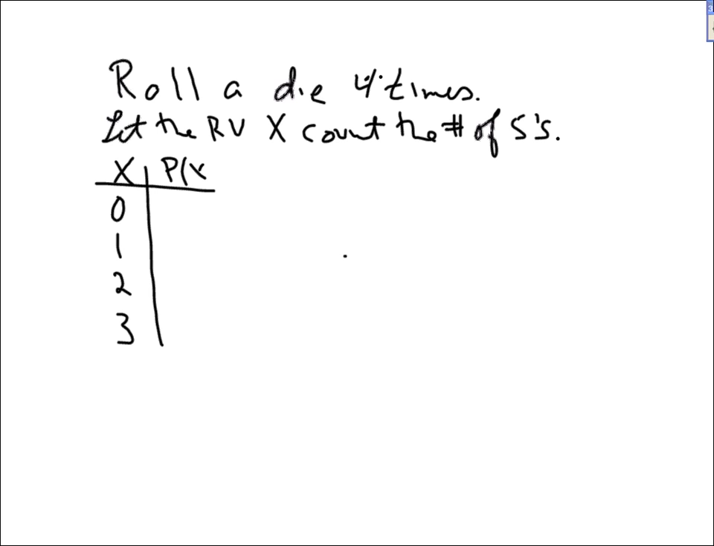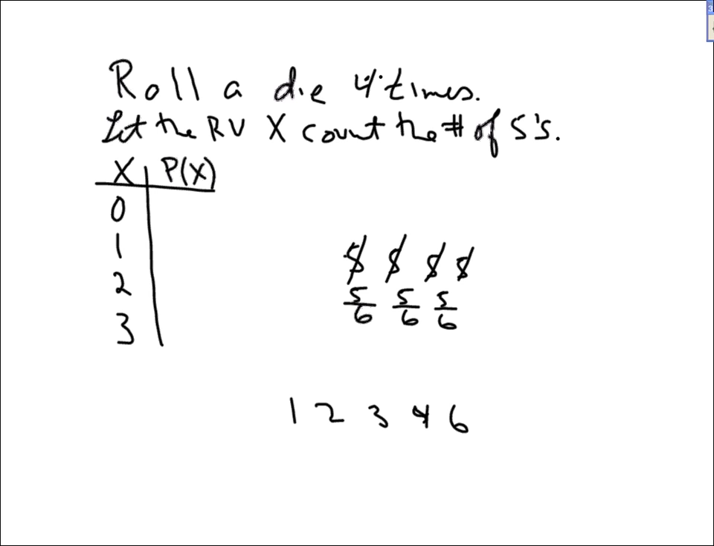Now we want the probability of X. So we have fives and not fives. You want not five, all 4 times. The chances of getting not 5, well, there's 6 outcomes. 5 of them are not 5, namely 1, 2, 3, 4, and 6. The probability that the first one is not a 5 is 5 over 6. The second one is 5 over 6. The third one is 5 over 6. The fourth one is 5 over 6. In fact, it's going to be 5/6 to the fourth power.